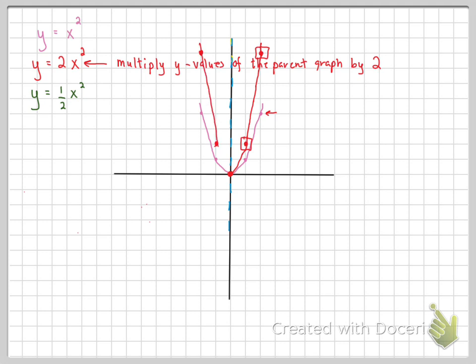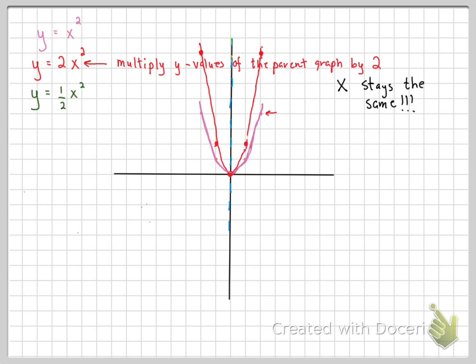So the parabola y equals 2x squared is that red graph right there. And we get those points from the y values on the parent graph. Okay? So we take the y values, multiply them by 2, the x stays the same. So I'm going to add that here. X stays the same.